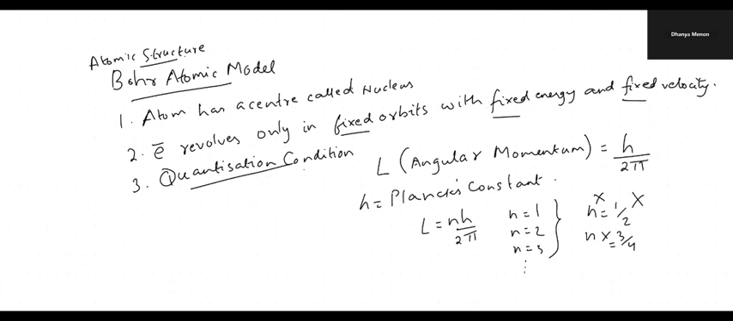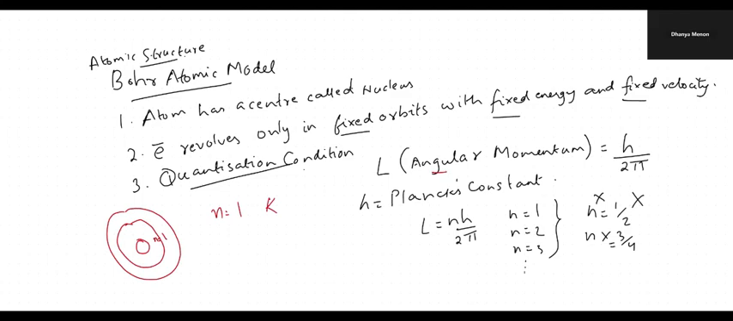So we saw that the electron revolves in different shells. This is the nucleus. The electron revolves in different shells in which the angular momentum is an integral multiple of h by 2 pi, and n values can be 1, 2, 3, etc. If the n value is 1, it represents the first shell, and when n is equal to 1, it is called the K shell.